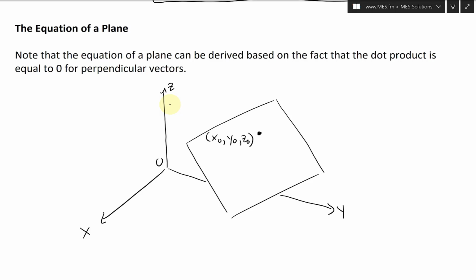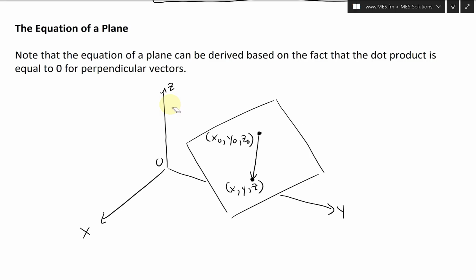And let's say there is a vector like this, and this goes to a point x, y, z right here. So it's a vector like that, and this could be anywhere. That's the whole idea of a plane: anywhere around this perfect rectangular sheet right there. And this can extend to infinity if it's not bounded.